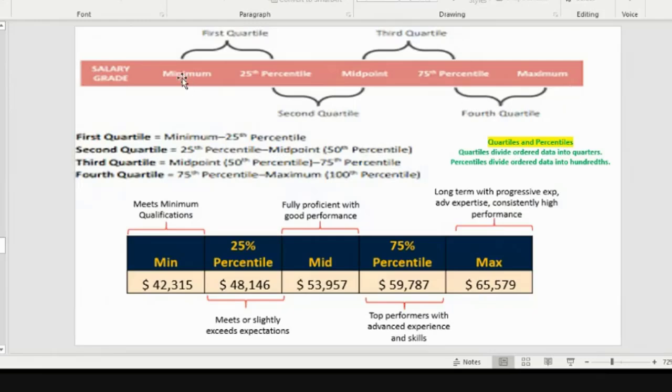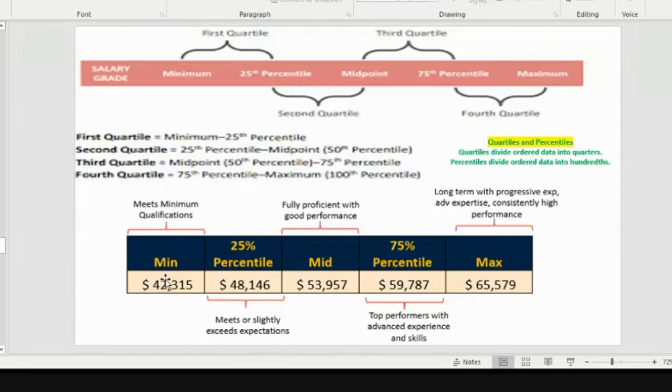And so from the minimum to the 25th percentile, that's your first quartile. 25th percentile to the midpoint, that's your second quartile. And from the midpoint to the 75th percentile, that's the third quartile, right? 75th to the maximum, that's the fourth quartile. So that's what that looks like.